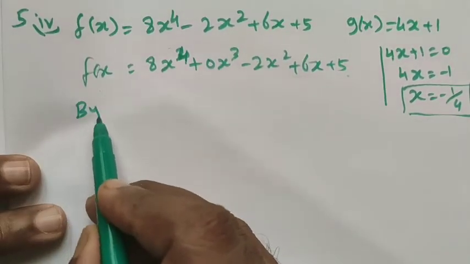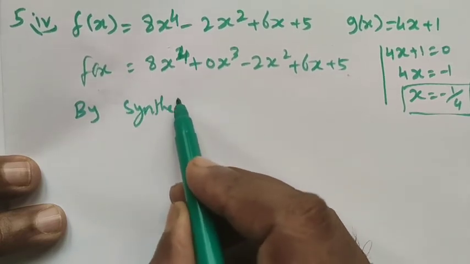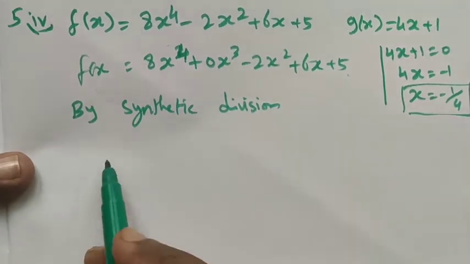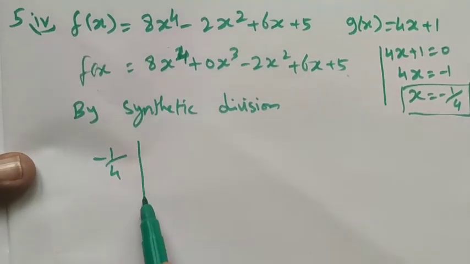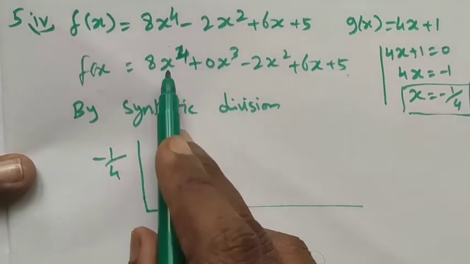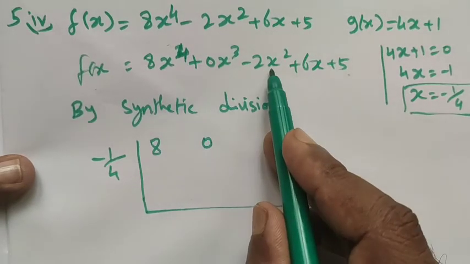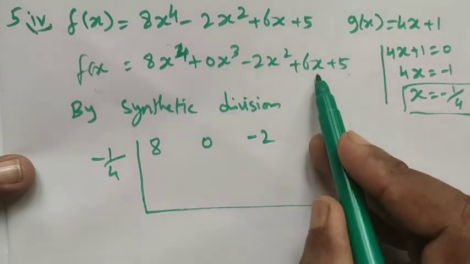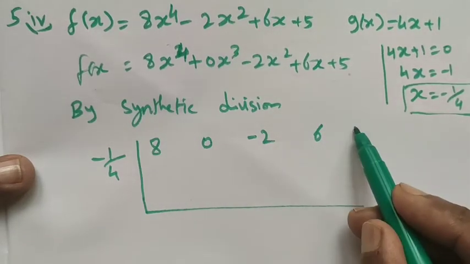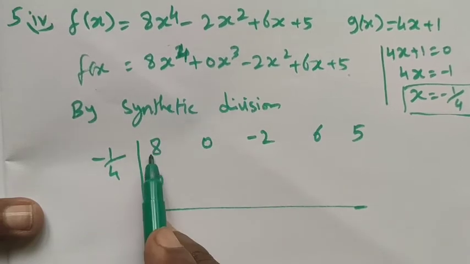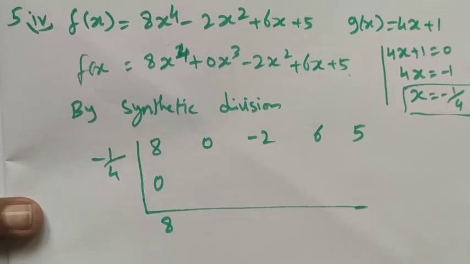By synthetic division, the divisor is minus 1 by 4. The coefficient of x power 4 is 8. The coefficient of x cube is 0. The coefficient of x square is minus 2. X is 6 and then constant term 5. Now first term is 8, so the sum of this term is equal to 8.